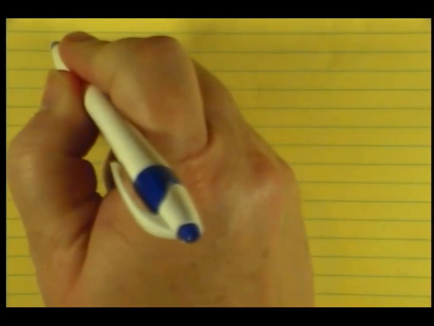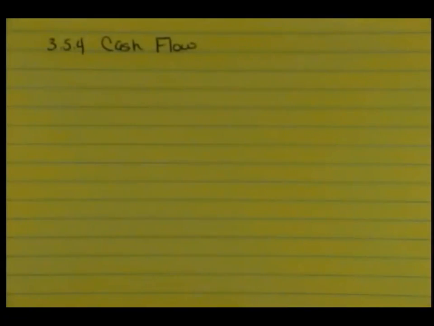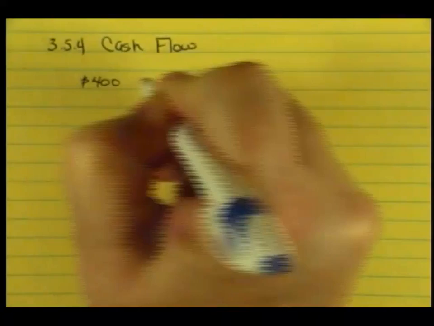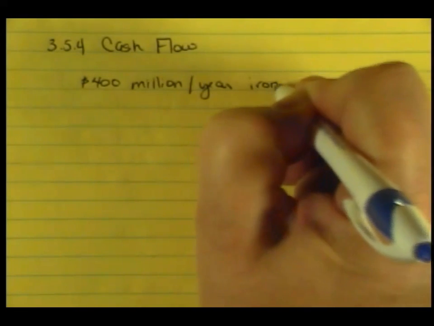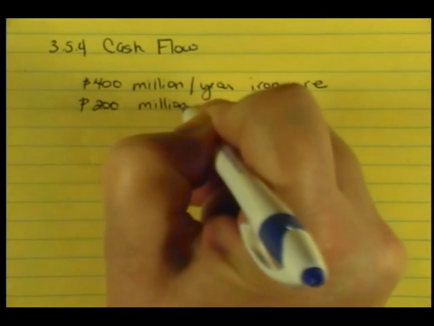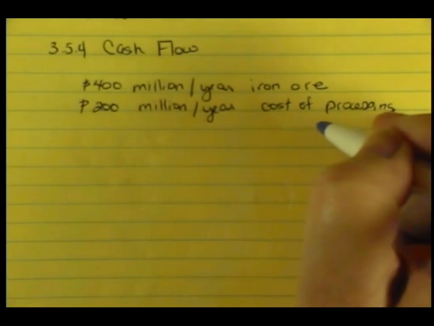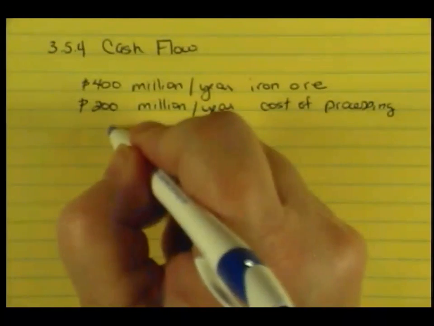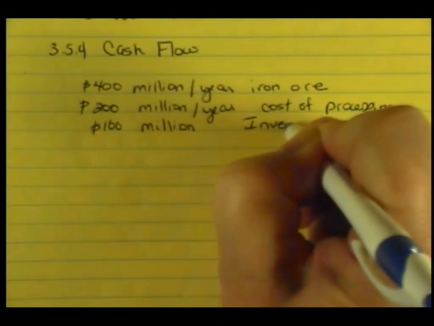Example 354 is about cash flow. We know that a steel company processes $400 million of iron ore per year. So I'll say 400 million per year of iron ore, and the cost of processing is 200 million per year, and the average inventory is 100 million. Excuse me, it's 100 million, not per year, because our average inventory is 100 million.